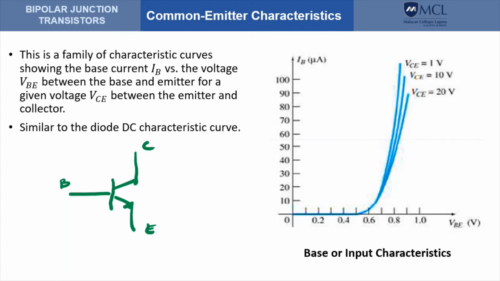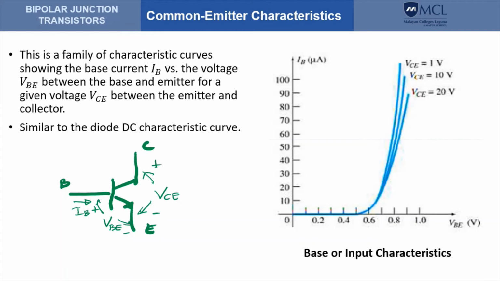So the base or the input characteristic is a plot between the base current, so we have here the base current, and the base emitter voltage, so this is V_BE, for a given collector emitter voltage. So this is V_CE. Okay, so this is the plus here, minus, plus, minus.